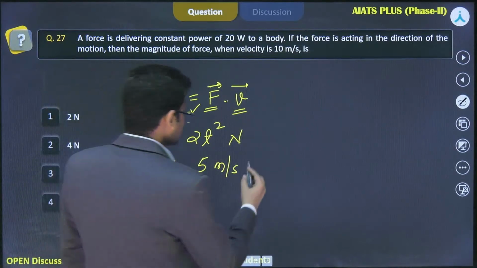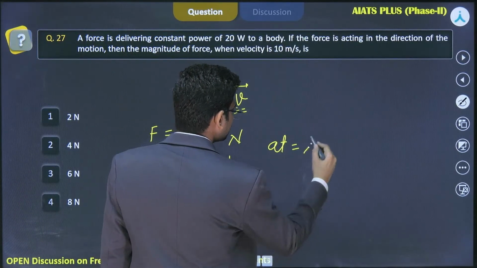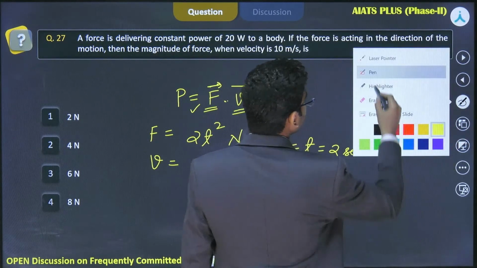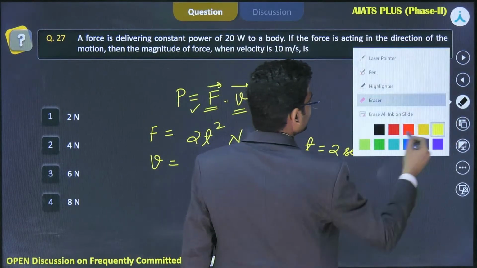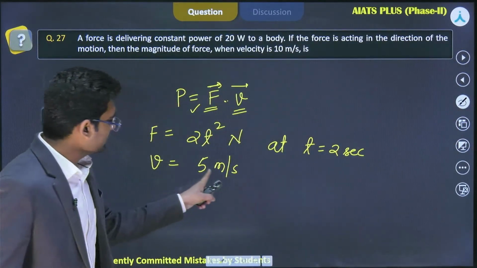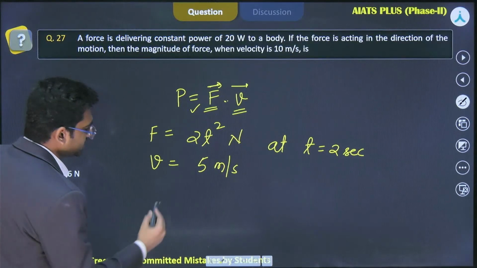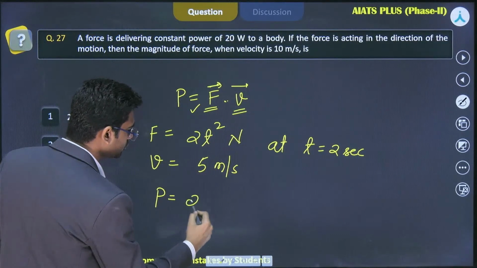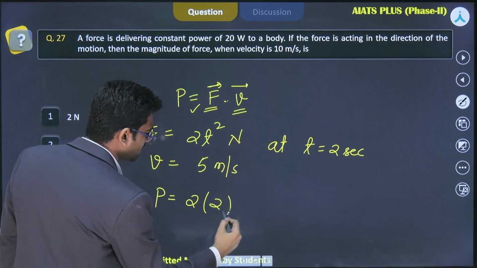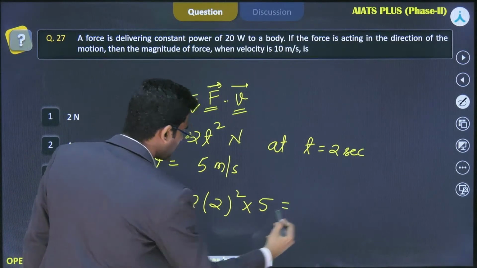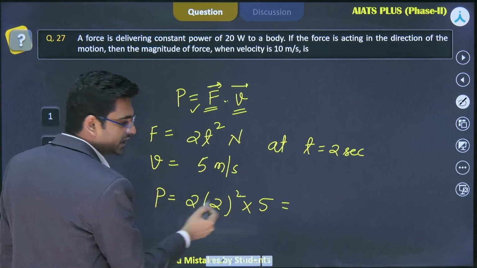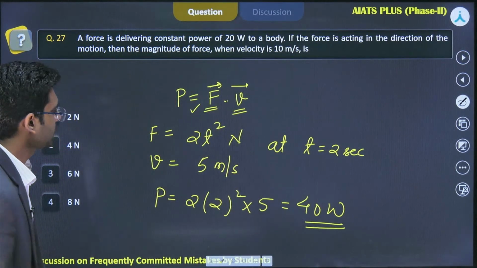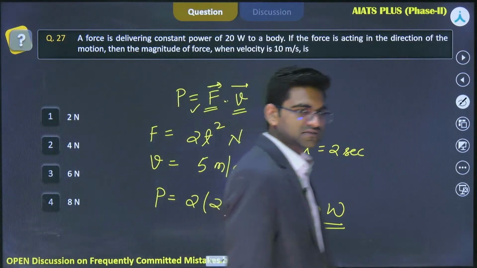Okay. At some point of time, or let's say at t equal to 2 seconds, the velocity will become 5 meter per second. So what happens here? P is equal to F dot v, which gives me 2 into 2 square into 5. So 2 square is 4, 4 into 2 is 8, 8 into 5 is 40 watt. Now, this could be your answer.